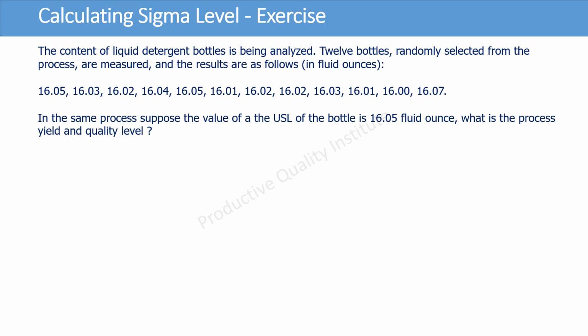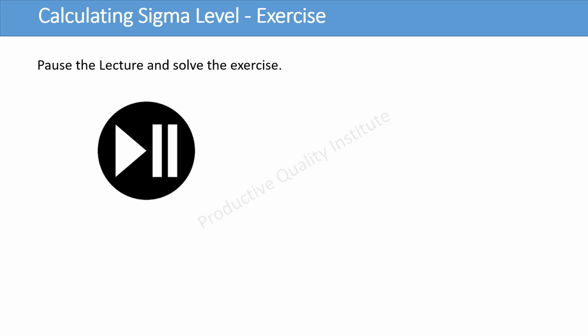The content of liquid detergent bottles is being analyzed. 12 bottles, randomly selected from the process, are measured, and the results are as follows, in fluid ounces. In the same process, suppose the value of the USL of the bottle is 16.05 fluid ounces. What is the process yield and quality level? Please pause the lecture and solve the exercise.